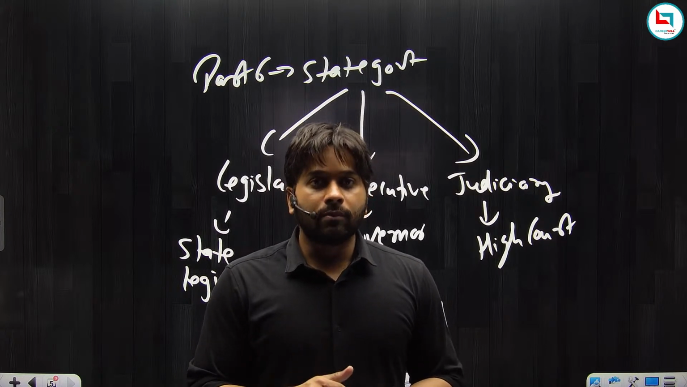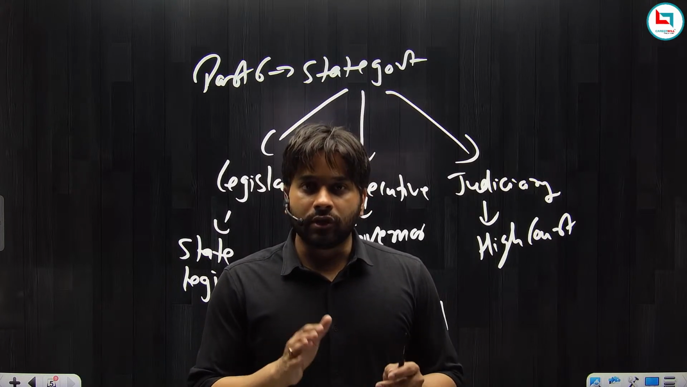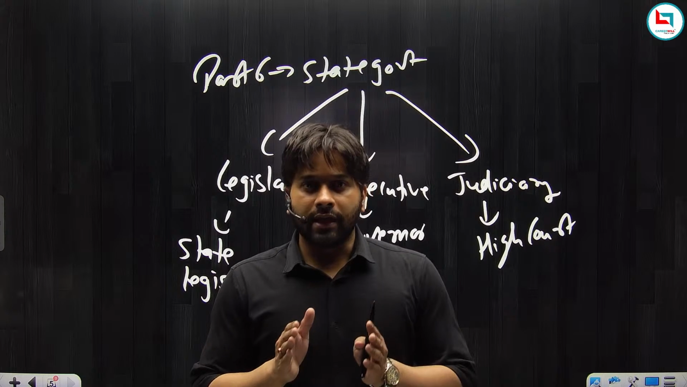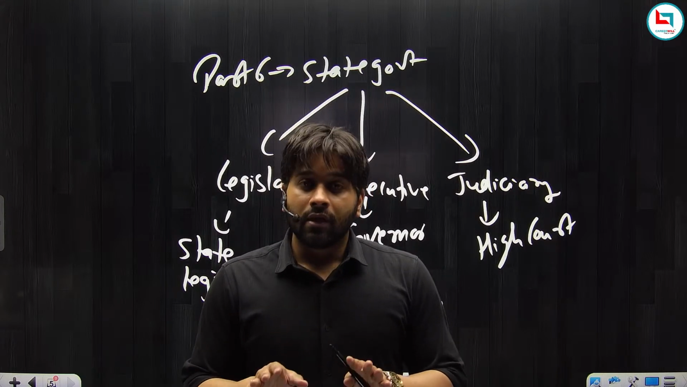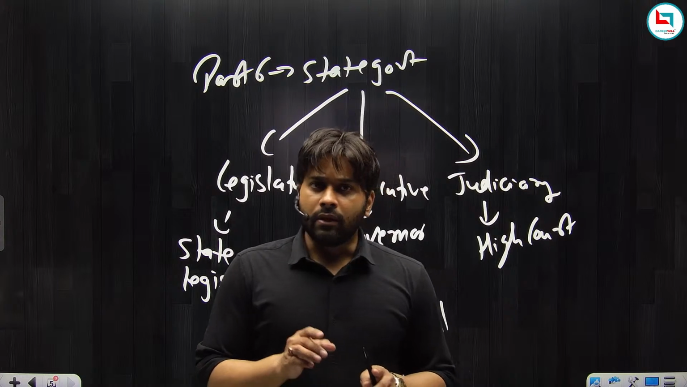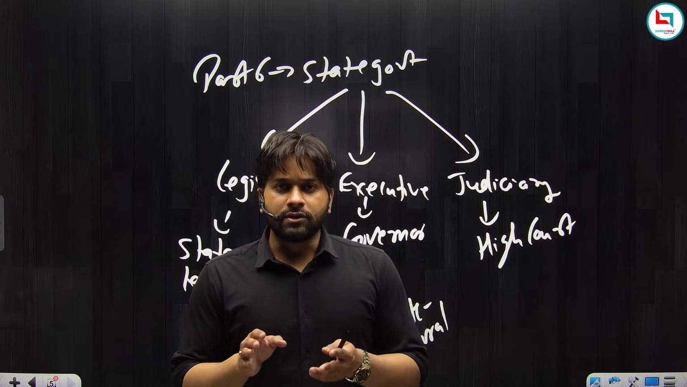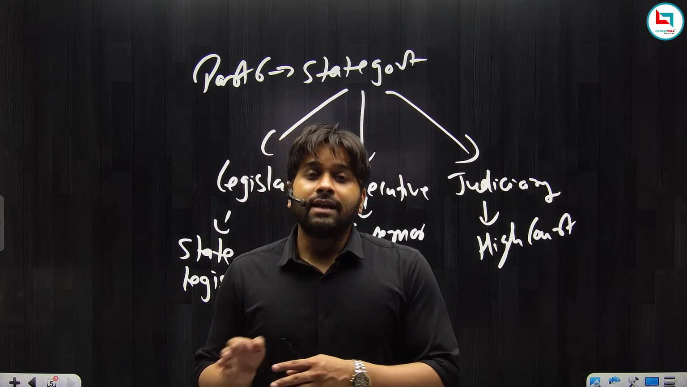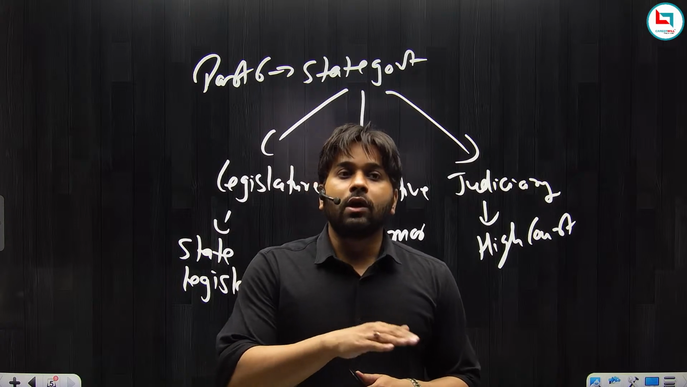In the local government, you will not find these three organs: legislature, executive, judiciary. No, there are no three organs in local government. Local government is of two types. The first is rural local government and the second is urban local government.